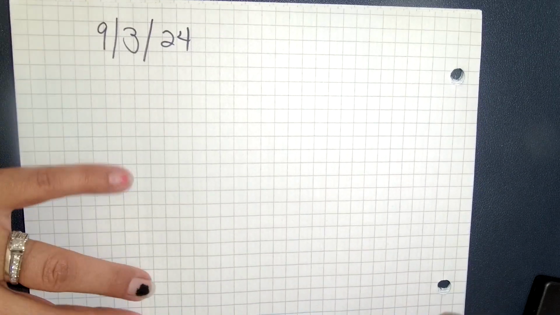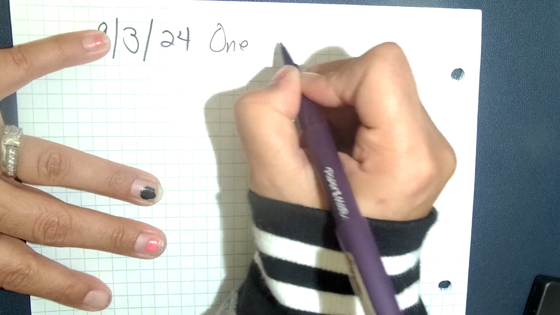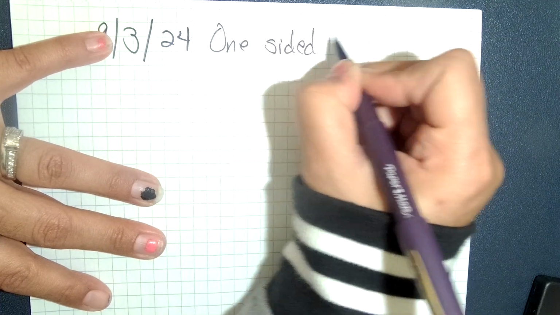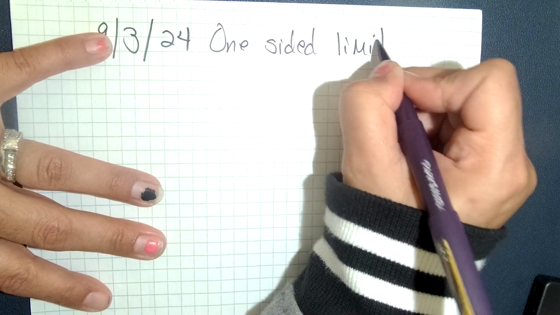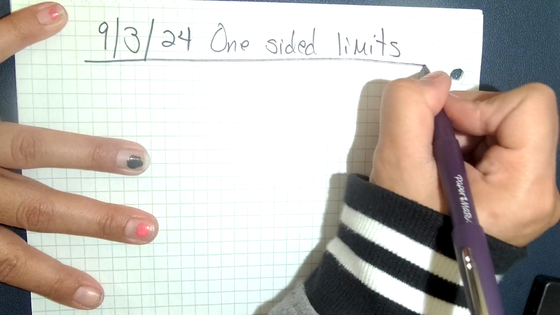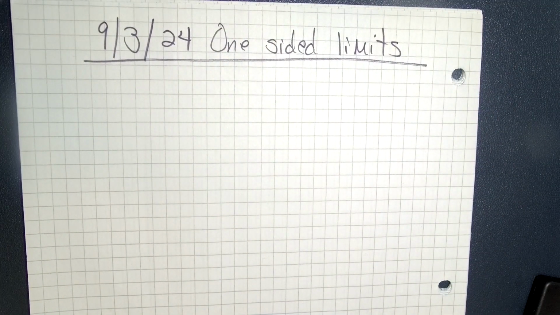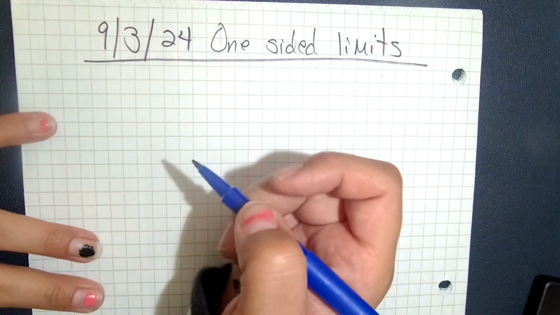We're going to be learning about one-sided limits. That's today's lesson, one-sided limits. We're going to first start with the definition of one-sided limits.